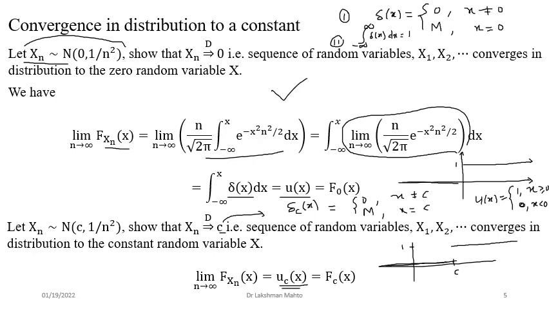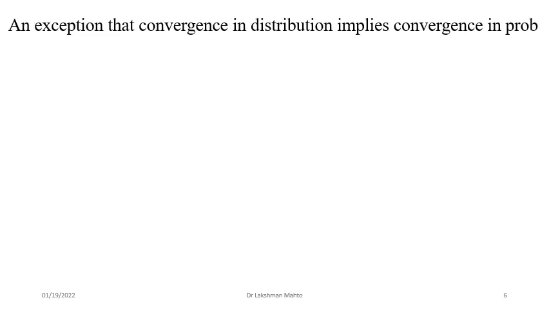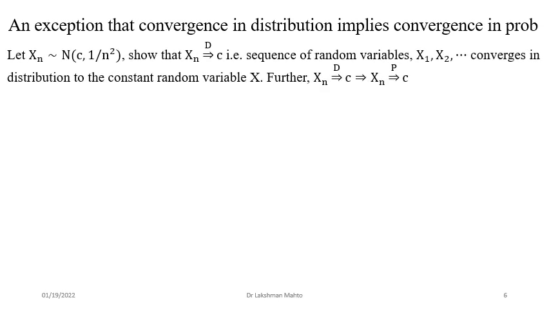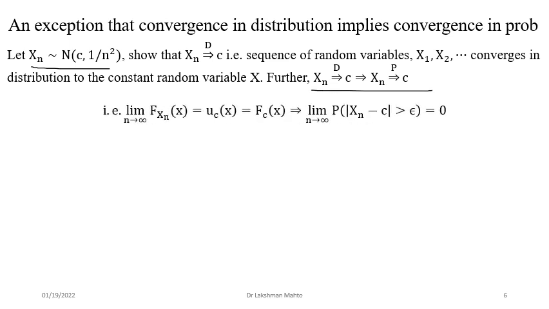Here we will talk about how convergence in distribution will imply convergence in probability. That we are going to establish here. Simply, we are claiming that if we have a sequence of random variables which is normal in nature with mean C and variance 1 by n square, then we can easily claim that xn converges to C in distribution, and further it will imply xn converges in probability to C. This implication we can easily see this way.